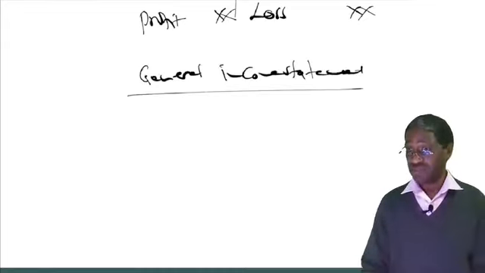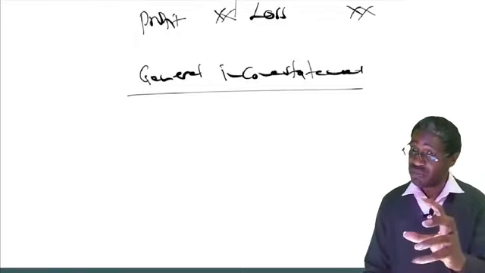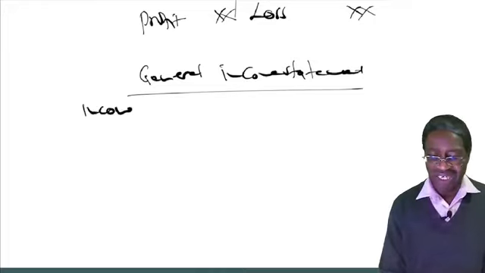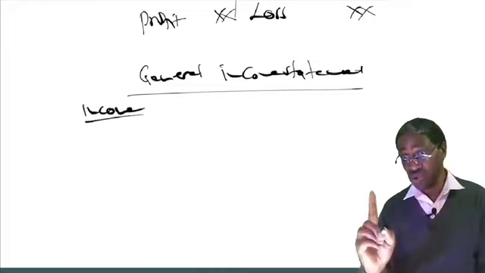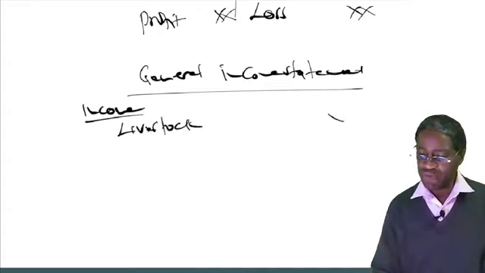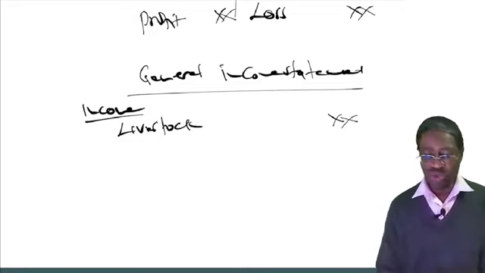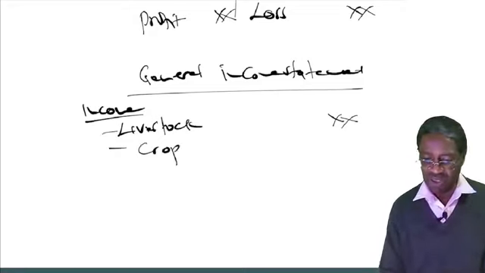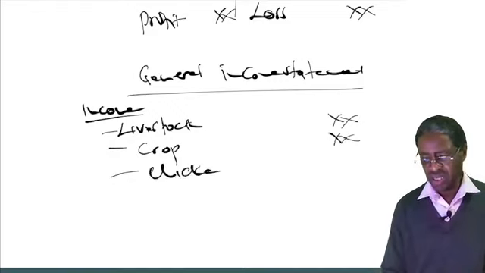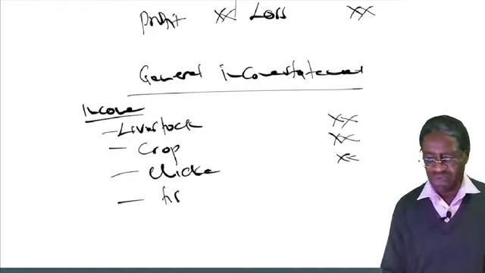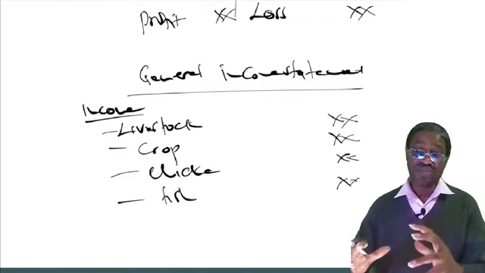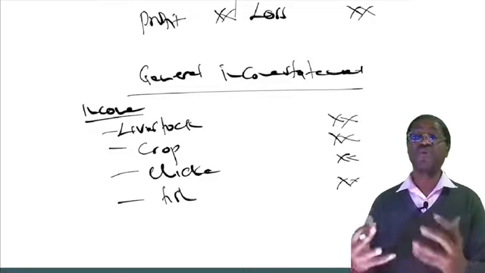In the income statement, you don't show the sales, no, but instead you identify the income. One source of income we have said is from livestock. What was the profit that you made from livestock? What was the profit that you made from crop farming? What was the profit that you made from chicken rearing? What was the profit that you made from fish farming? It is those profits that you take to the income statement or the profit and loss.